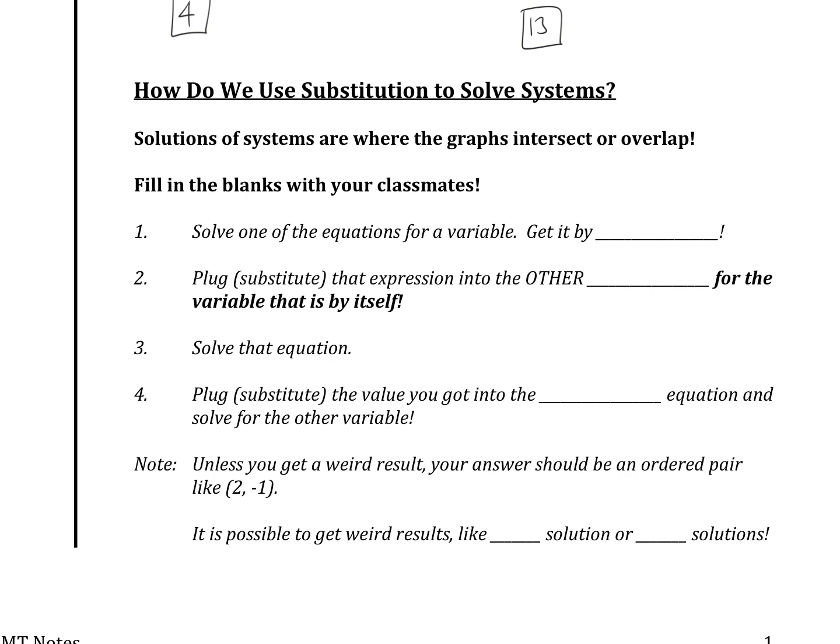So the steps for using substitution: first, we're going to solve one of the equations for a variable. We're going to get it by itself. To solve for a variable means to get it by itself. Second, we're going to substitute, or plug, that expression into the other equation for the variable that is by itself. If it's x equals something, we're going to plug that in for x. If it's 2x, we're going to plug it in for x, not for y, okay?